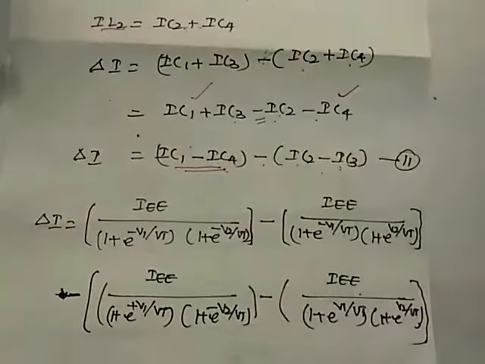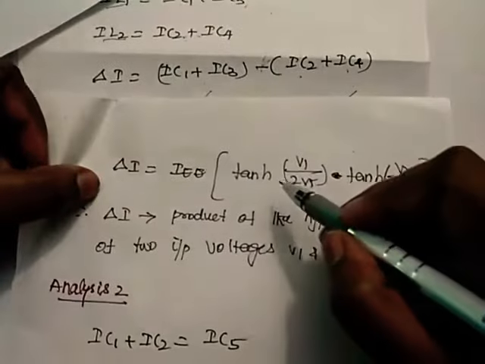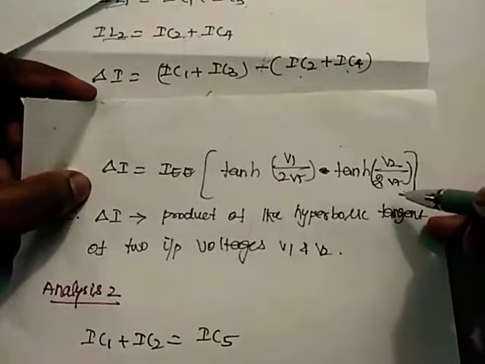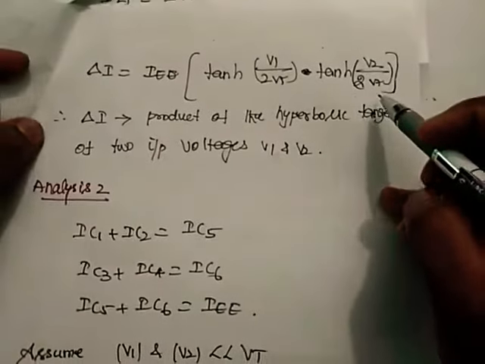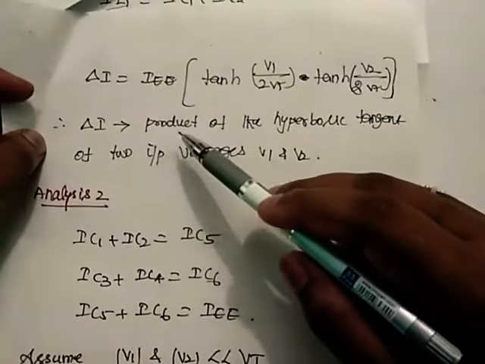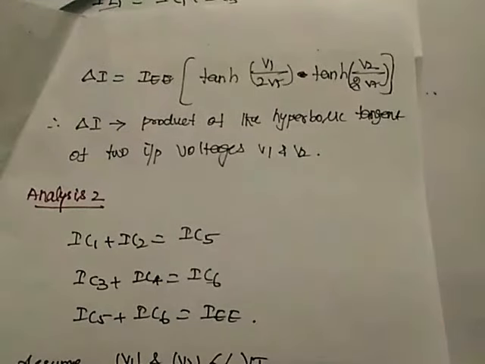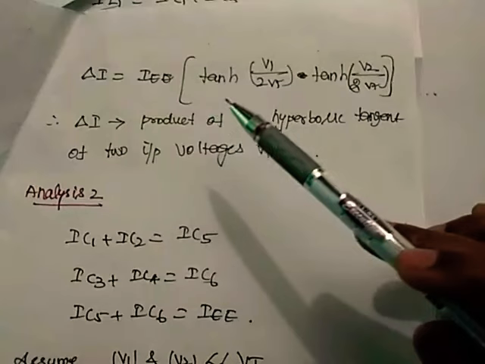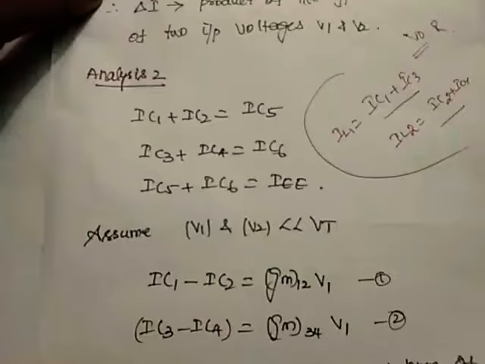So by simplifying this expression, we can write this del I value as IE into tanh of V1 divided by 2Vt into tanh of V2 divided by 2Vt. So by simplifying this expression, we are getting this as the final result. Therefore, the change of the current is nothing but the product of the hyperbolic tangents of the two input voltages V1 and V2. The output voltage V0 can be obtained from del I by using.